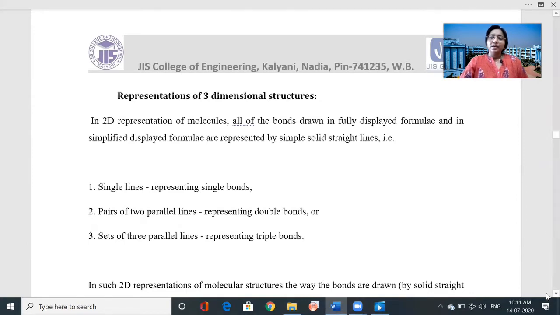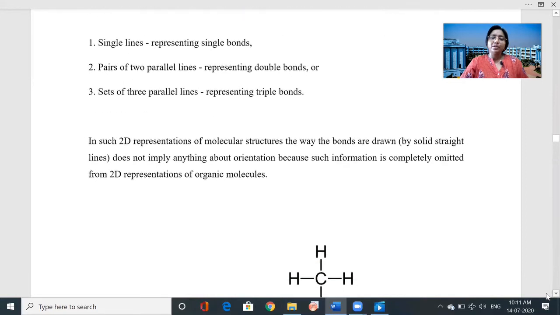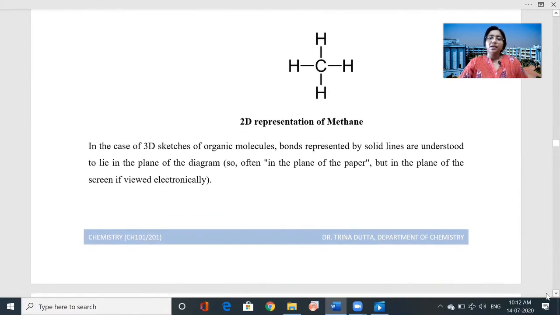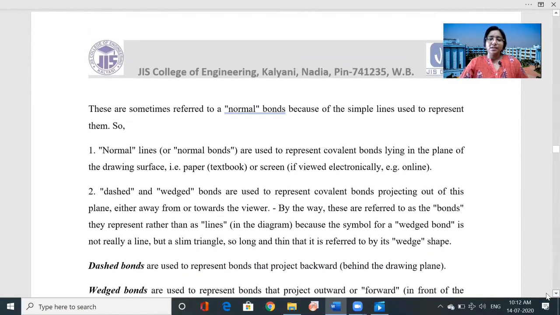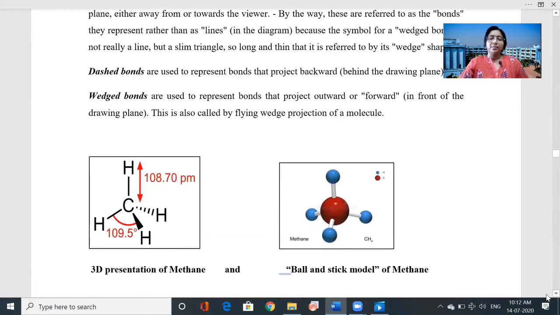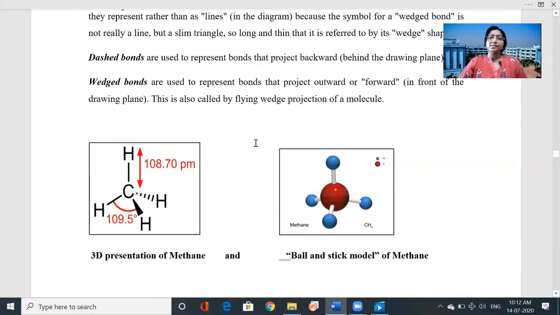Now the 3-dimensional structure has different representations. So this is only showing the 2-dimensional representation of methane. Here it is in the 2-dimensional sheet, you are getting all solid bonds. Next, if we represent 3-dimensional, there are different models, different ways. So sometimes you will see there are dashed bonds, solid lines, wedge bonds.